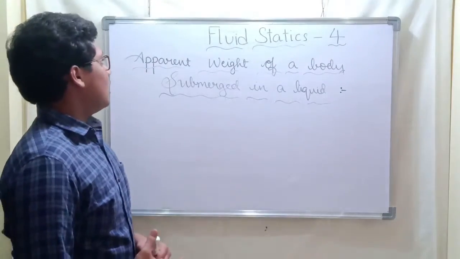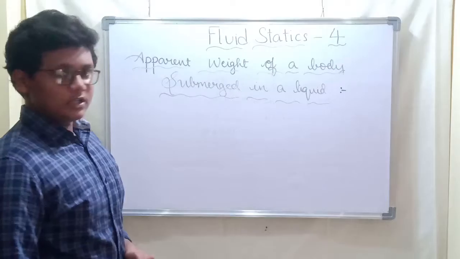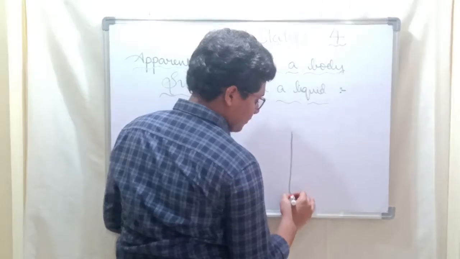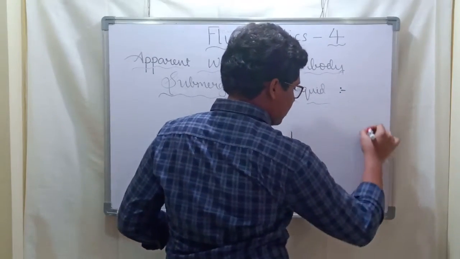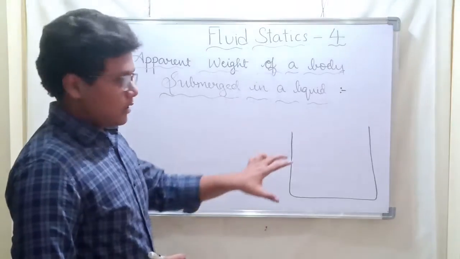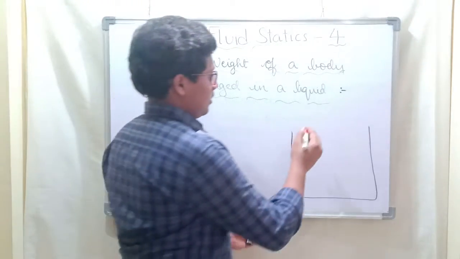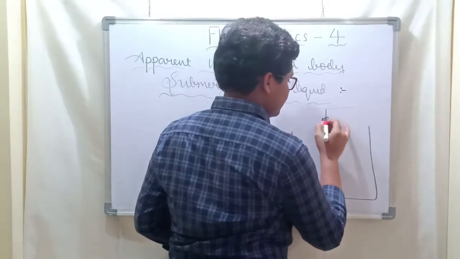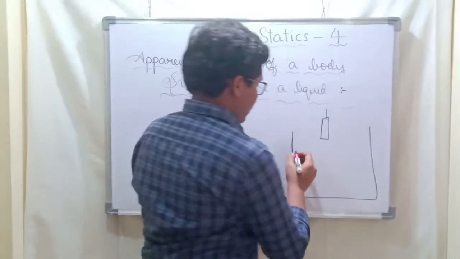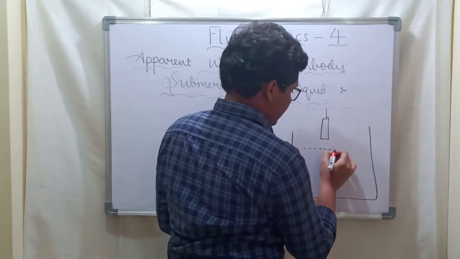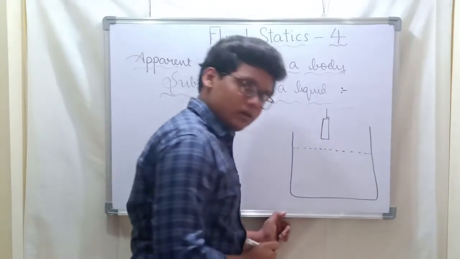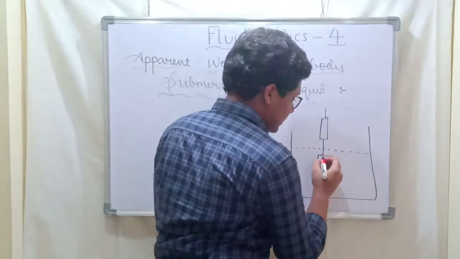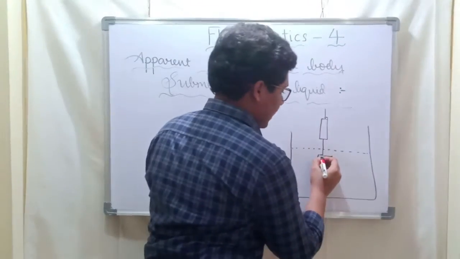So we'll enter into our topic. Apparent weight of a body submerged in a liquid. Now, if we take, see, this is a vessel and this is a spring balance. This has water up to here, and it is hanging a mass, it is carrying a mass M, capital M.